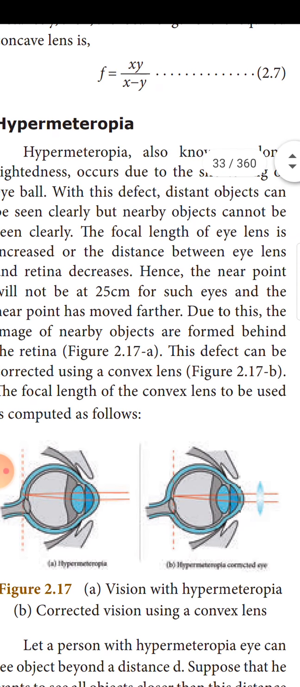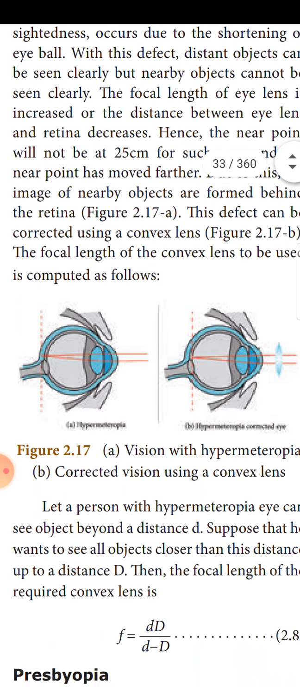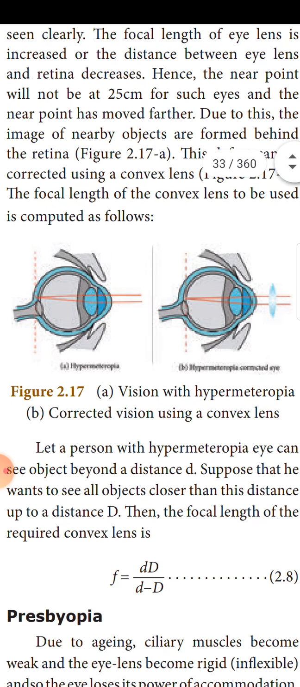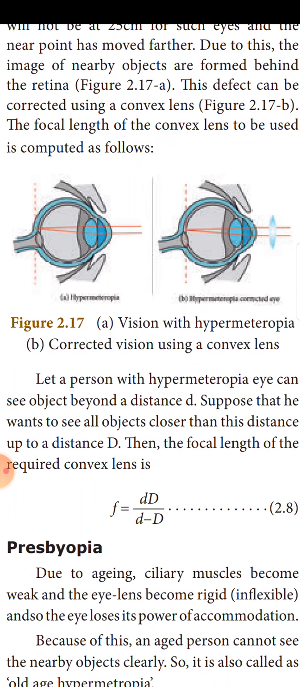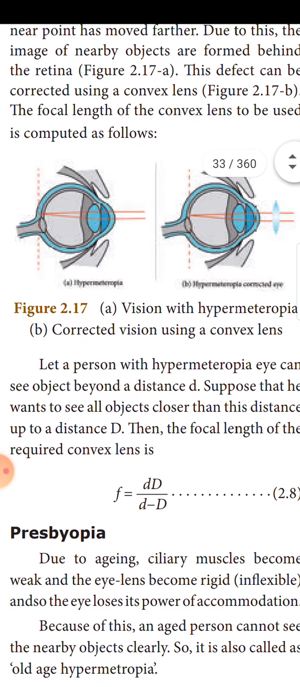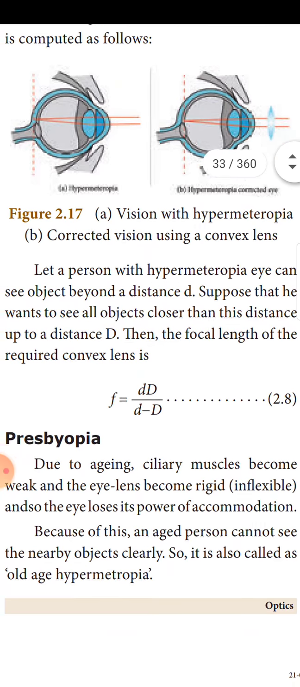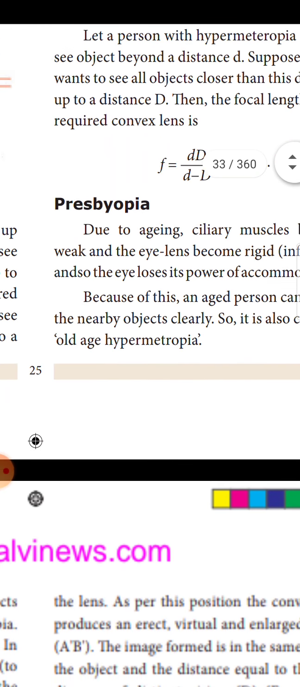The focal length of the convex lens to be used is computed as follows. Figure 2.17 shows vision with hypermetropia, and then corrected vision using a convex lens. The focal length of the required convex lens for hypermetropia, f is equal to small d into capital D divided by small d minus capital D.